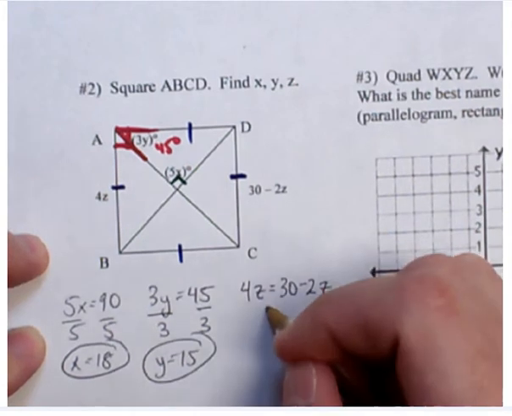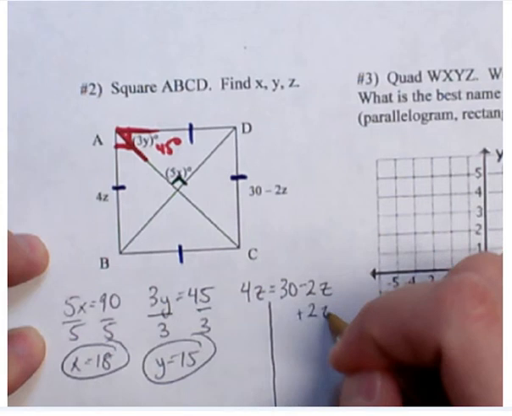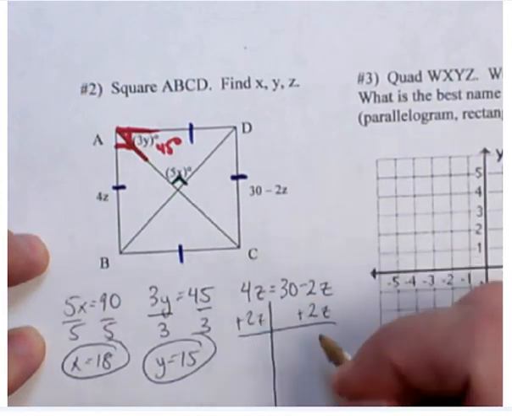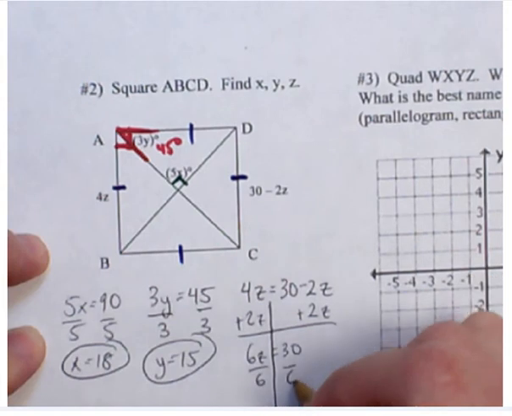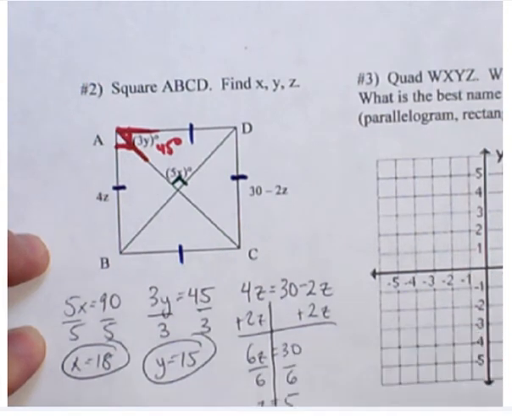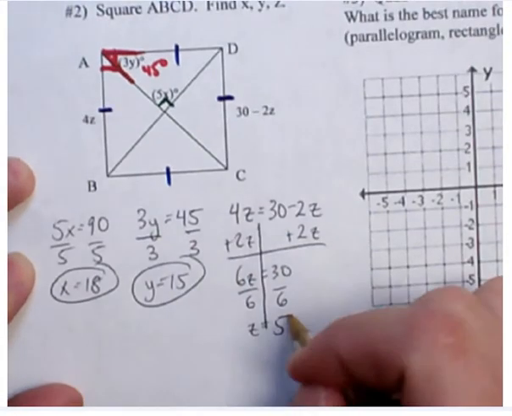Now let's see, to solve this, we need to get z on the same side. Let's go plus 2z, plus 2z. So we get 6z is 30. We'll divide by 6. Oh, so I'm running off the page here. So we get z equals 5. And that's it.